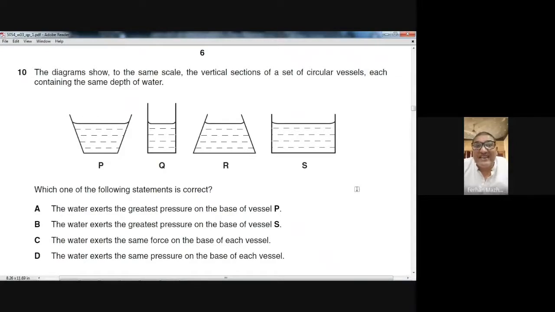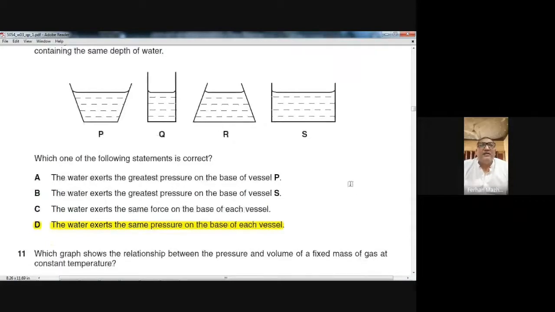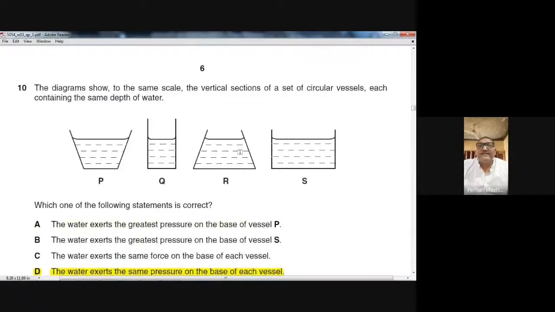The water exerts the greatest pressure on the vessel. B, the water exerts the greater pressure on the base of the vessel. That's wrong. The water exerts the same force on the base of each vessel. No. The water exerts the same pressure on the base of each vessel. Yes. D is the right option, sir. If the vertical height here is the same, the pressure exerted on the base of the vessels will be the same.